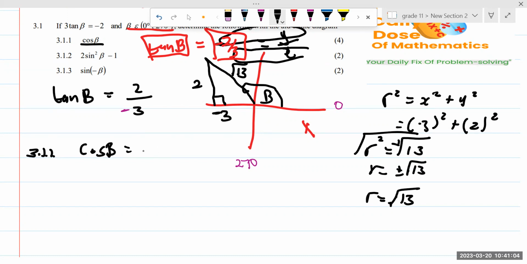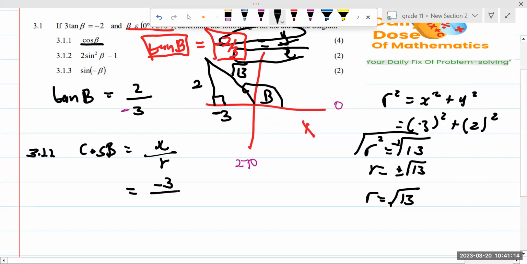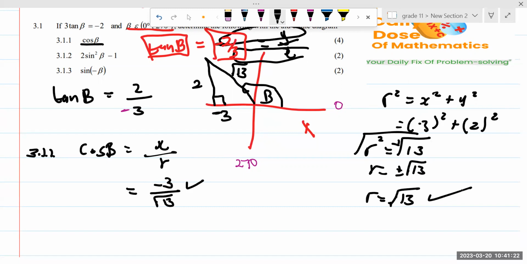The cos of beta is given as adjacent, which is x all over r. What is the x? Our x is minus 3. What is our r? Root of 13. And then you'll get a mark for doing something like this. You'll get a mark for the diagram. You'll get a mark for the theorem of Pythagoras.